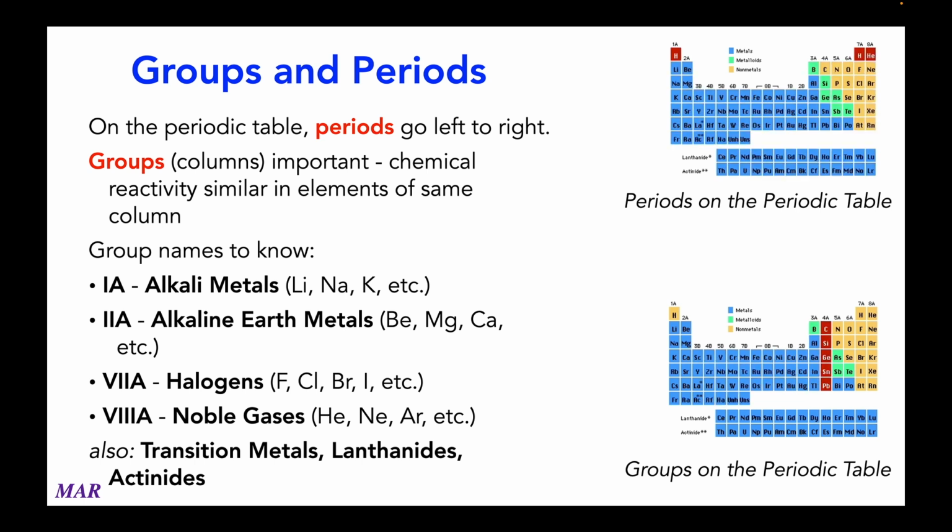They're also very important. And in the lower parts there, those two rows, which are kind of by themselves, are called the lanthanides and the actinides. They're also metals. They're kind of like transition metals, but they have their own special things. We'll talk about all of this as we go through the class.